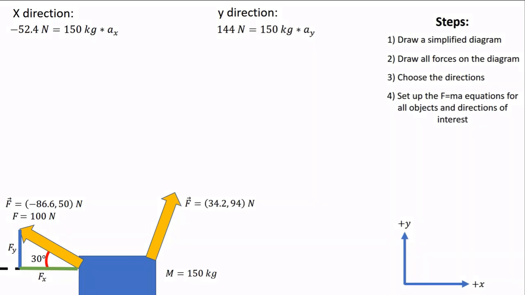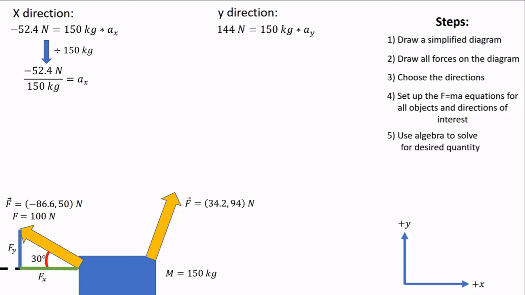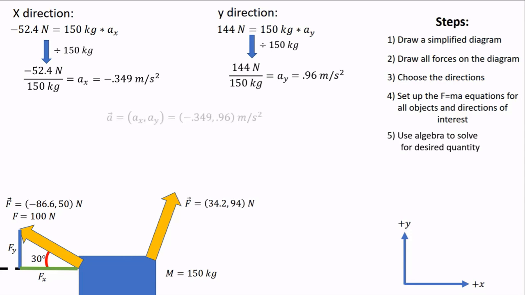We are up to the fifth and final step, using algebra to solve for the quantity that we were asked for. In this case, we were asked for the acceleration of the astronauts, so we are going to want to solve for the acceleration in both the x and y directions, which together form the acceleration vector. Let's start with the x direction. We have this equation, and we just need to solve for a sub x. That means dividing both sides by the mass, which results in the answer of this. We do the same thing for the y direction, divide both sides by the mass, and we get this. Therefore, our resultant acceleration is this vector, which looks like this.